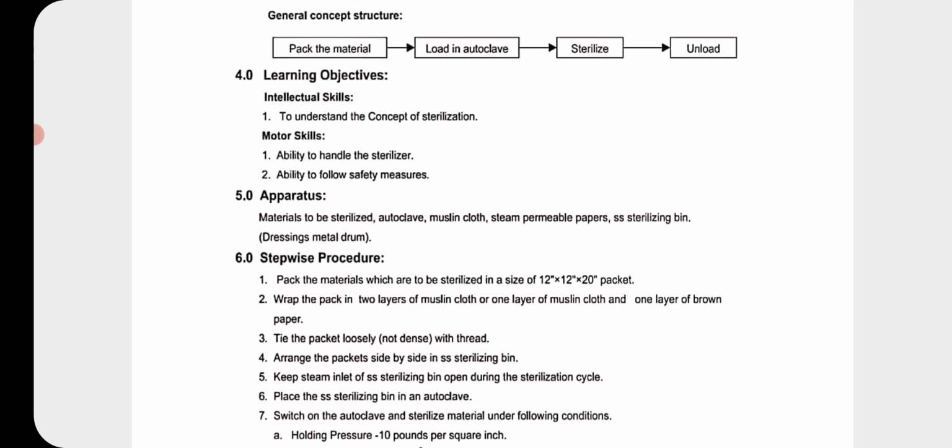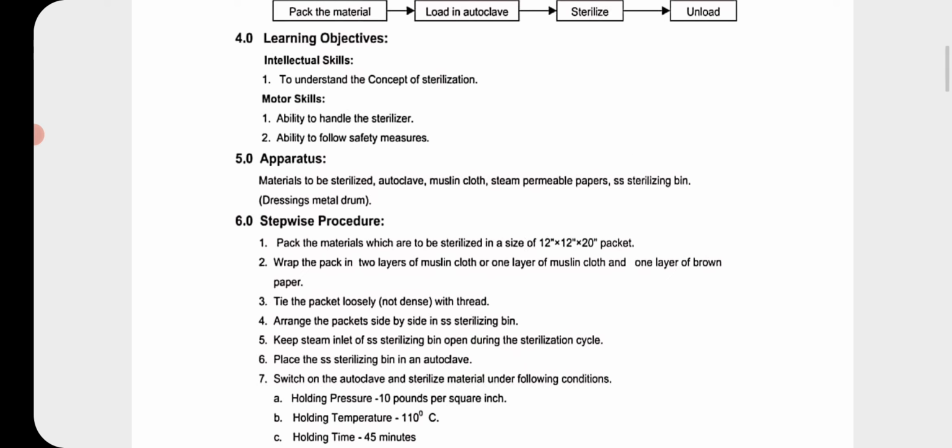Materials to sterilize: autoclave, muslin cloth, steam permeable paper, sterilizing bin, dressing metal dome. This is the apparatus.